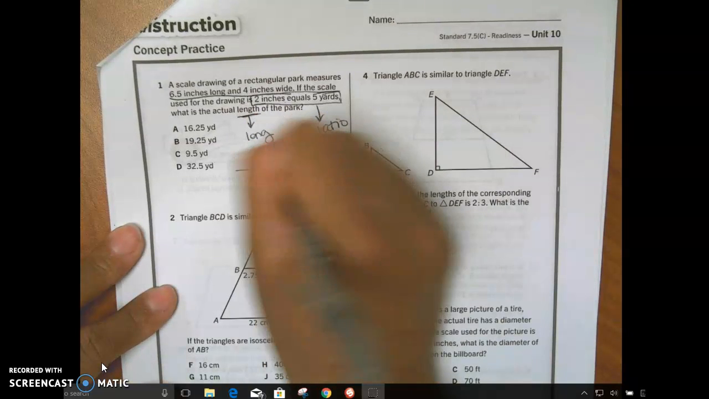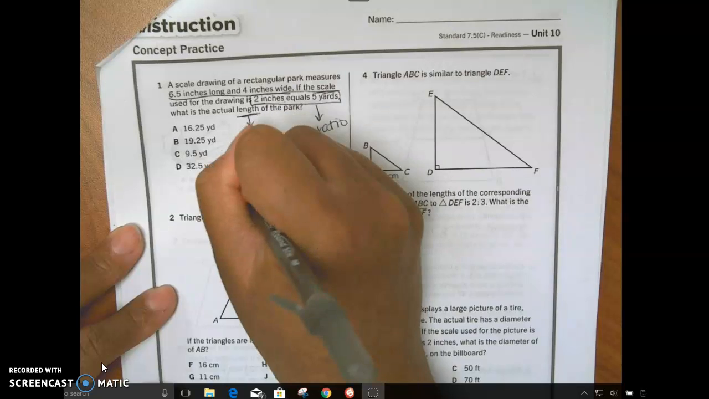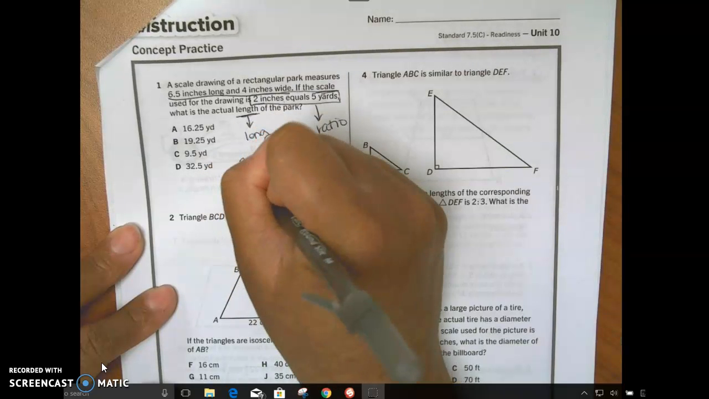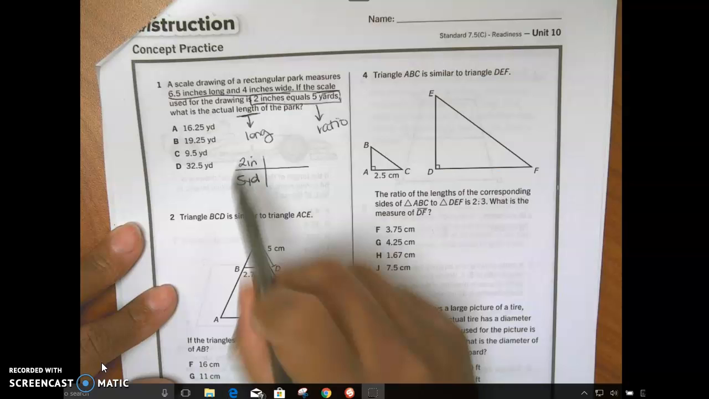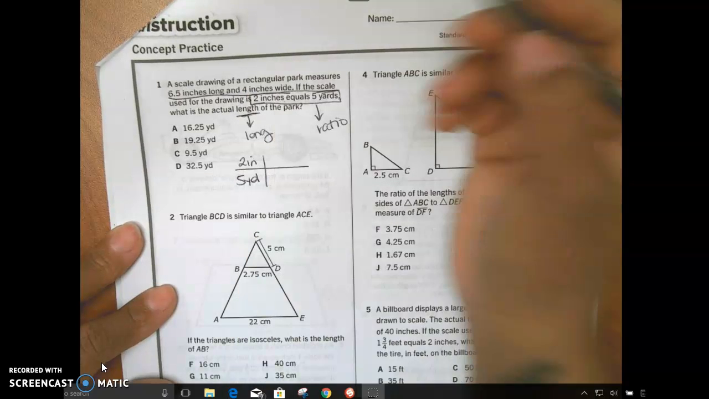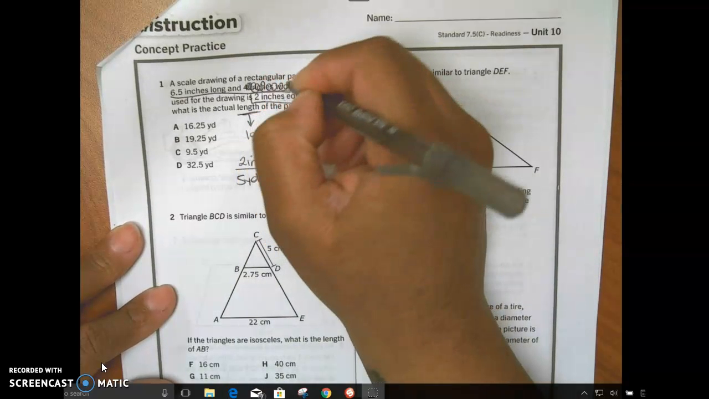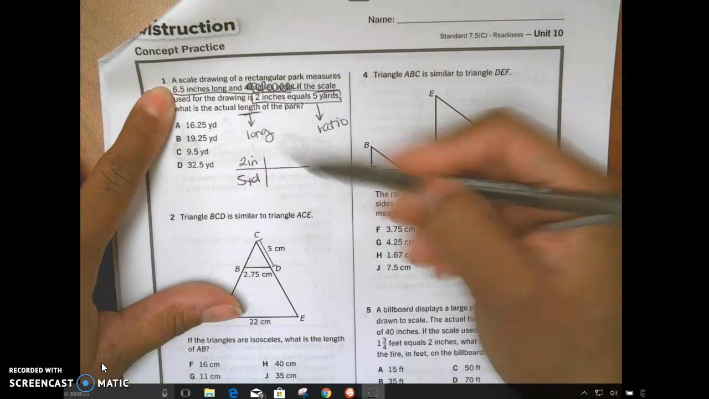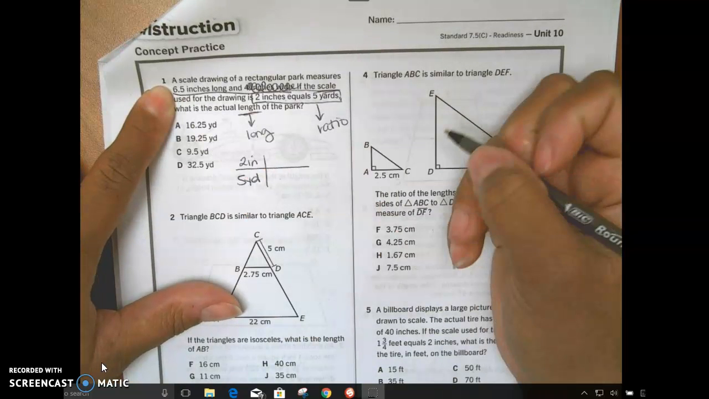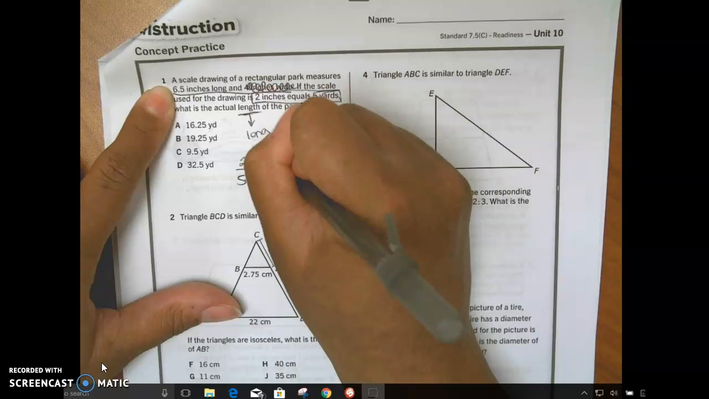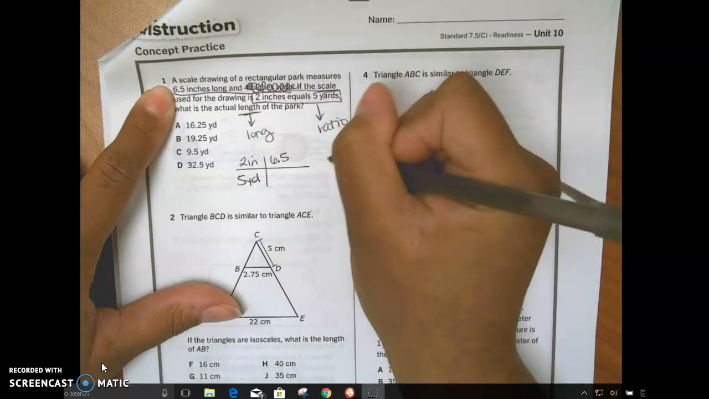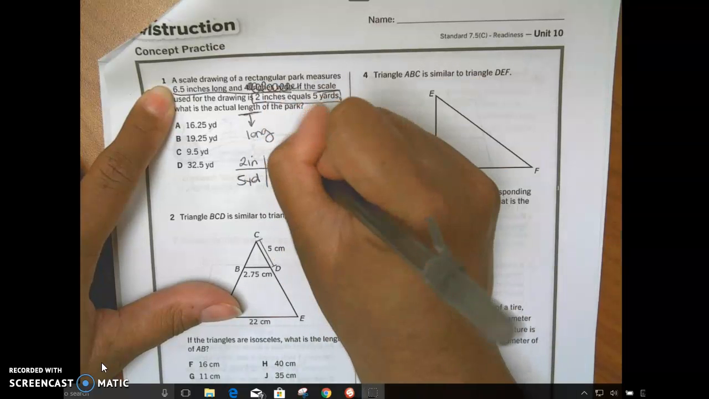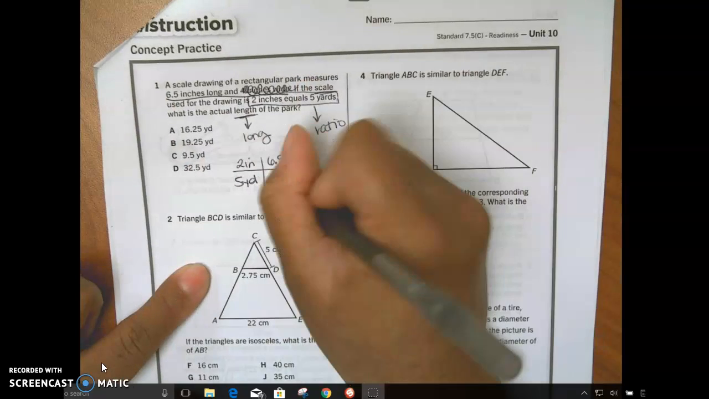2/5. 2 inches, 5 yards. And I want the long side. So do I need this 4? Nope, unless they're asking for the perimeter. I need 6.5 to go on top or bottom, because I got inches on the top, yards on the bottom.